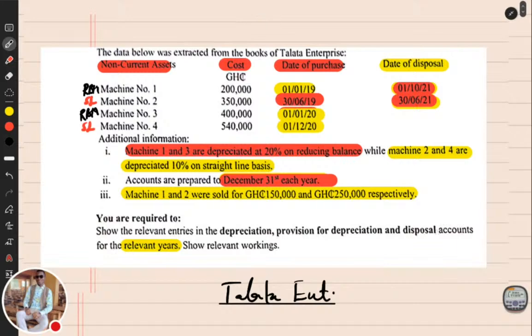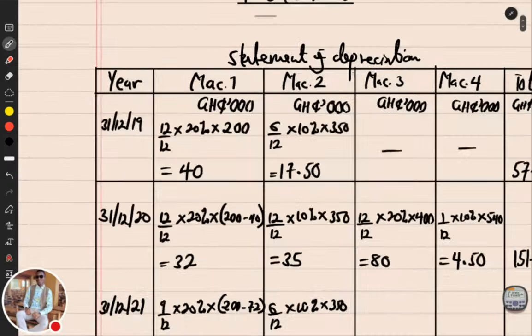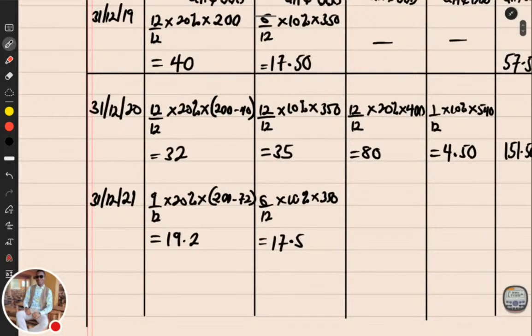Realize that machine number 3 in the year 2021 was still in use. We haven't disposed of it, we haven't sold it off, so we still have to depreciate it for the 12-month period. So we'll have here 12 over 12. But remember, we said machine number 1 and machine number 3 are depreciated using the reducing balance method. Don't forget that. So you just have to multiply here by 20%.